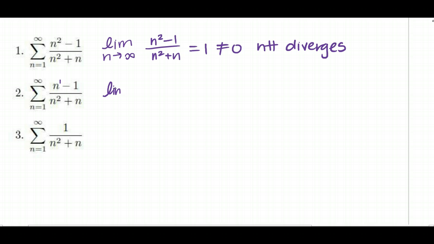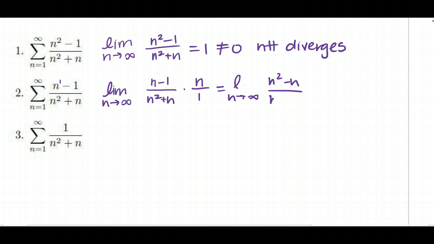So I'm going to set up my limit for the limit comparison test. The limit as n approaches infinity of n minus 1 over n squared plus n. So technically it's this divided by the term I'm going to compare it to. So the term I'm going to compare it to is 1 over n. So instead of dividing by 1 over n, I'm going to multiply by n over 1. So now this becomes the limit as n approaches infinity of n squared minus n over n squared plus n. And as n approaches infinity, this thing goes to 1.